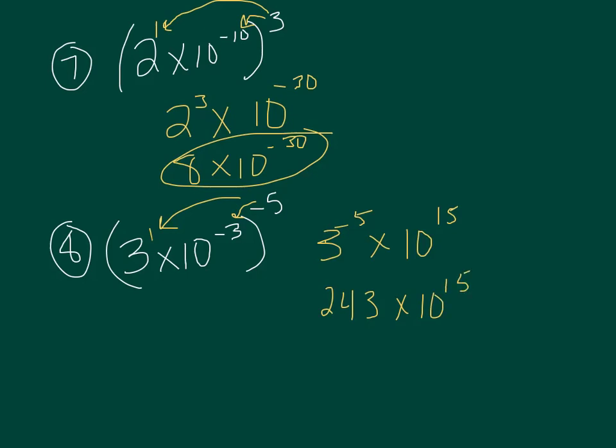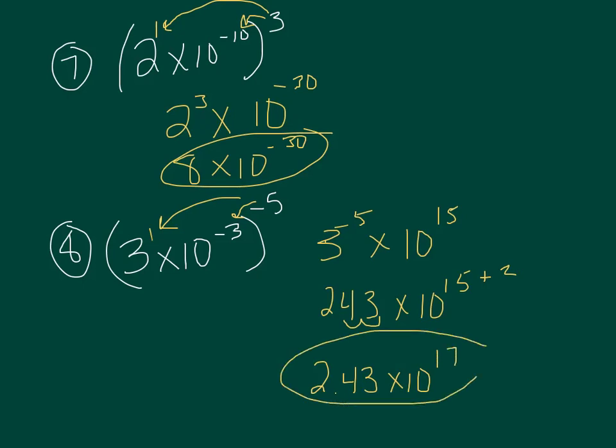But that's not in scientific notation. So we need to move our decimal over 2 times. So we get 2.43 times 10. We moved it 2 places to the left. So we're going to add 2 to that, which would be 17. So we have 2.43 times 10 to the 17th.